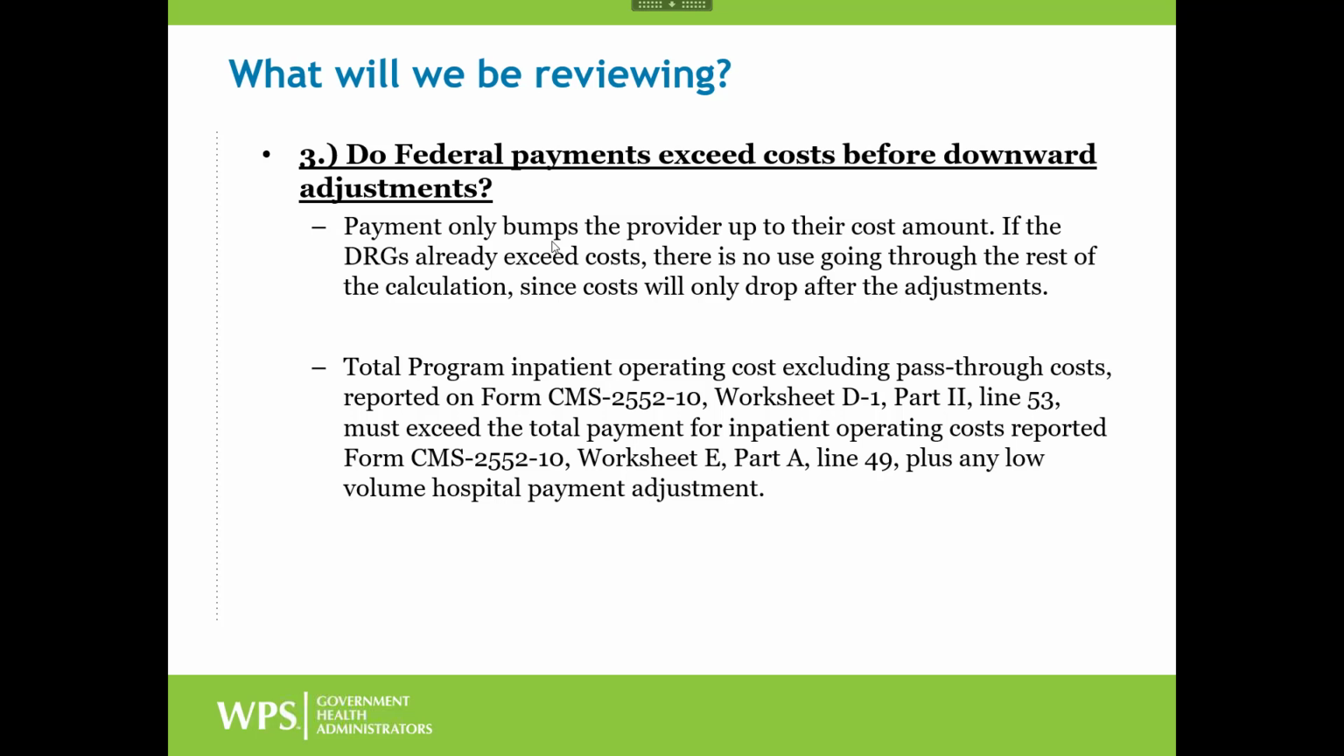Now, this is Worksheet D-1, Part 2, line 53. Those costs must exceed the total Medicare payment, which is on E-Part A, line 49, plus any low-volume hospital payment adjustment. Keep in mind that line 49 would have already included the DRGs, the outliers, DISH, IME, all of that.